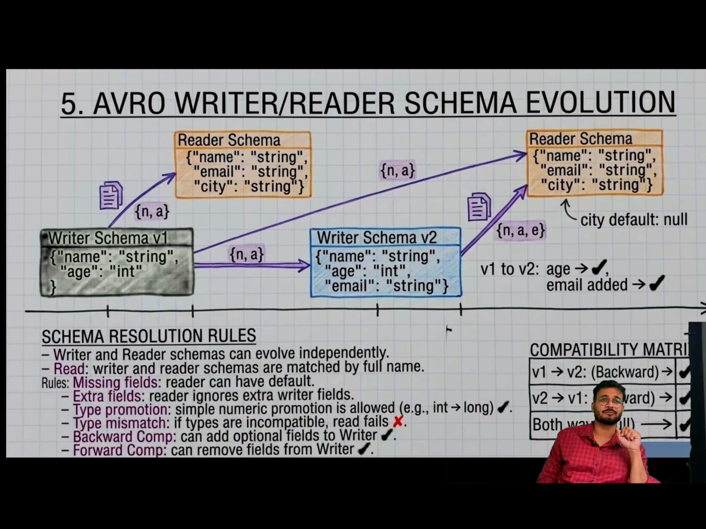Now, here's an interview tip. How does Avro achieve schema evolution without field tags? The answer should be the writer and reader schemas with automatic translation based on the field names and type.